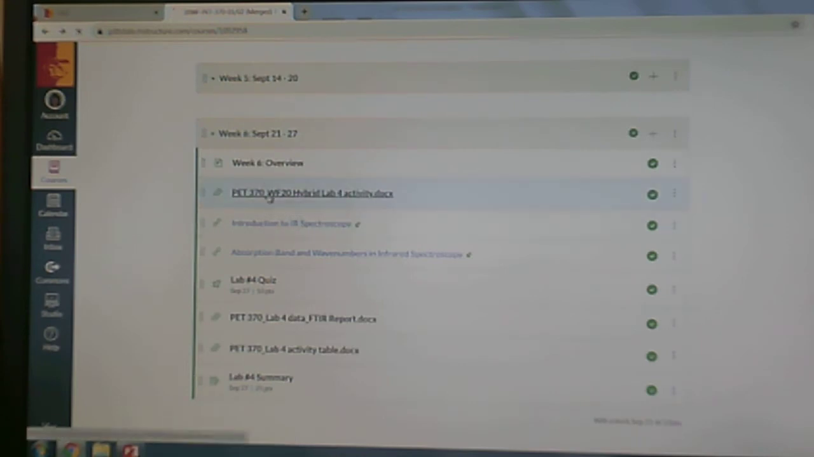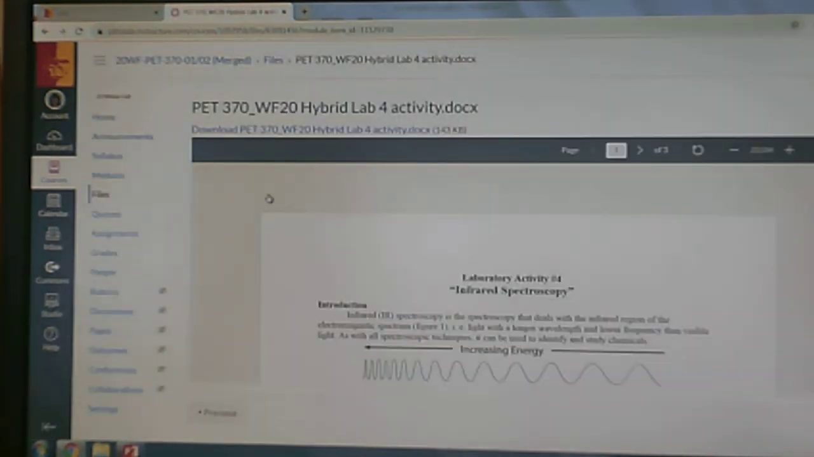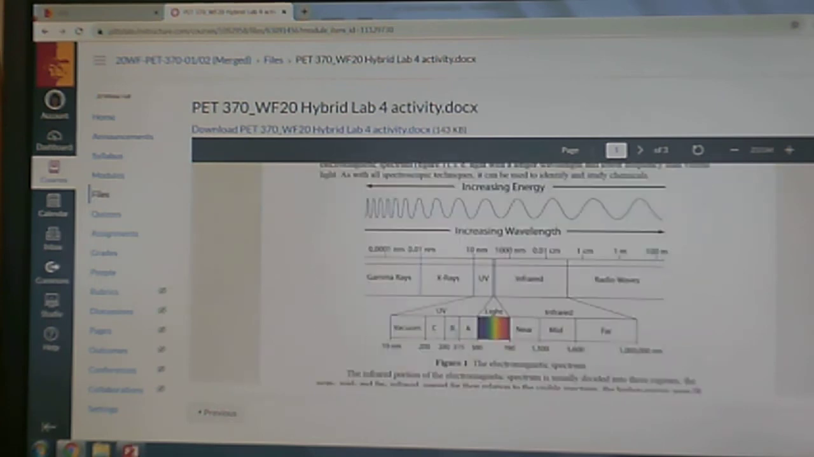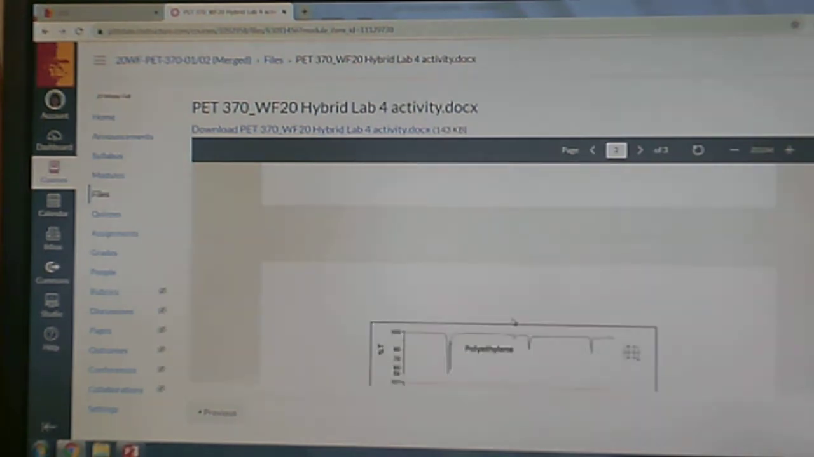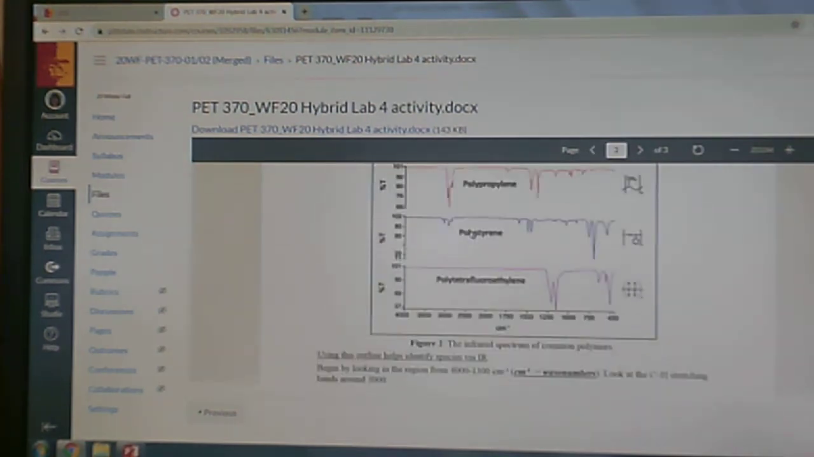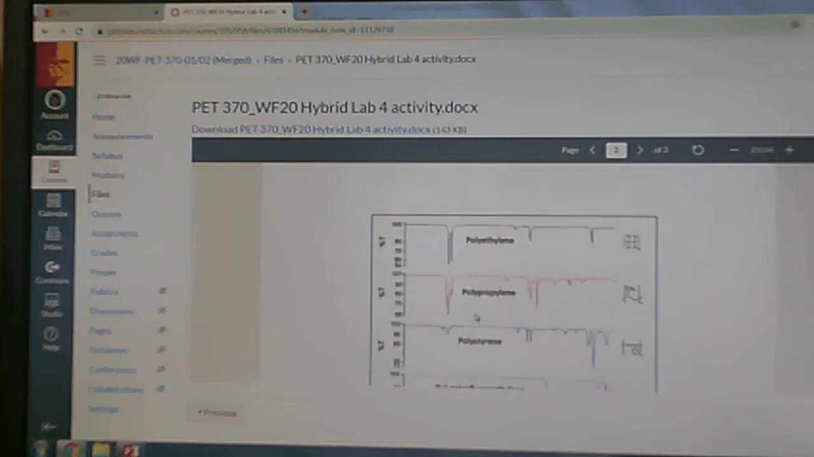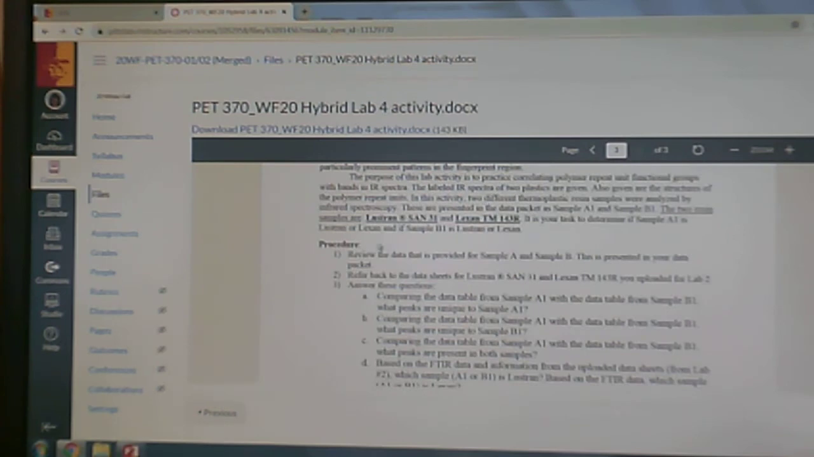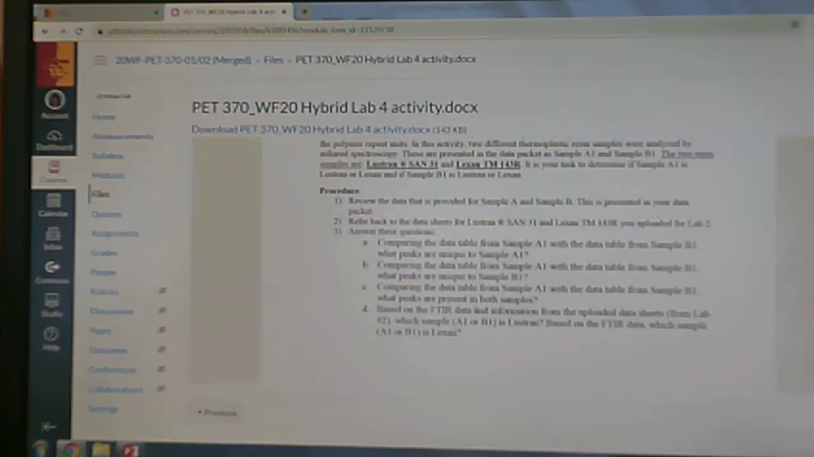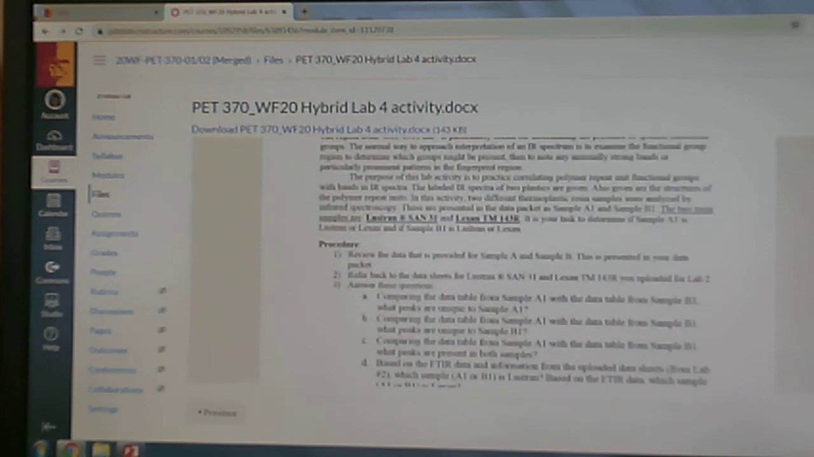Then there is your lab activity that gives some background on infrared spectroscopy, what that means in terms of energy, and how the energy causes the motion of molecules to change. Shows you some infrared spectra of typical polymers. Gives you some help identifying species by FTIR. And then, of course, the steps for completing your lab summary document. So once again, we're looking at Lustran and Lexan, but this time with infrared spectroscopy.